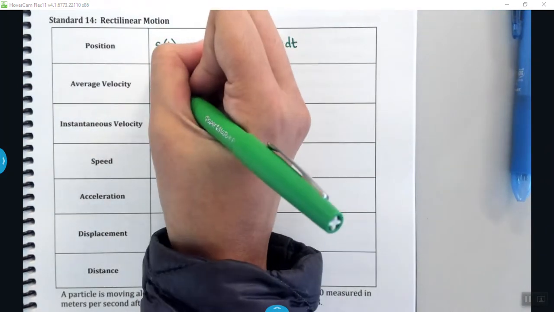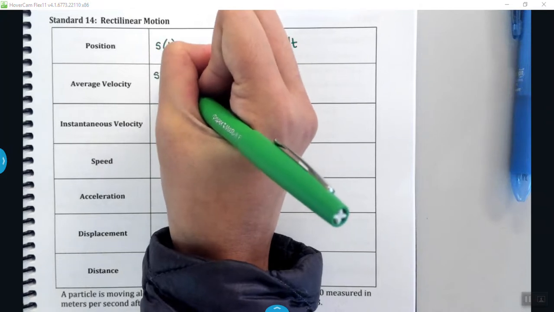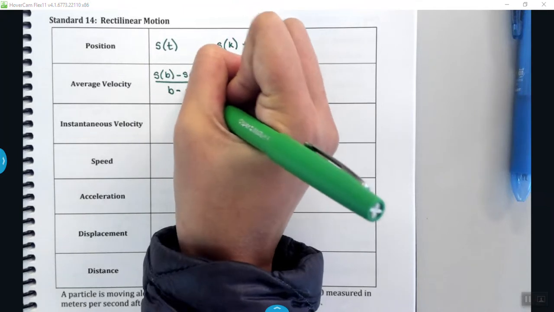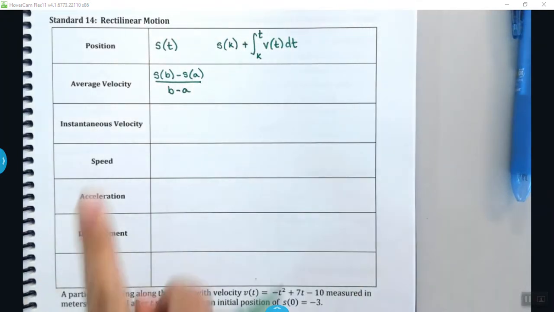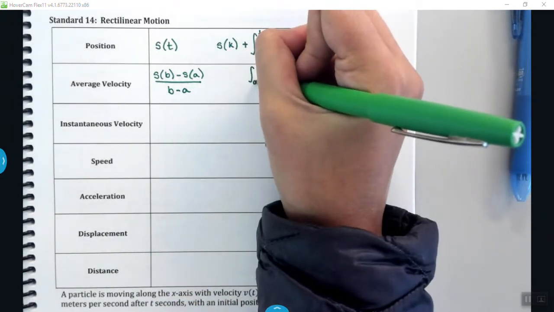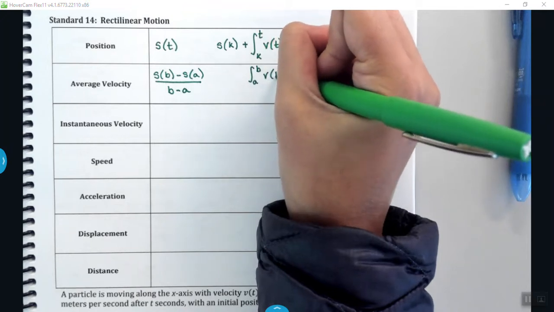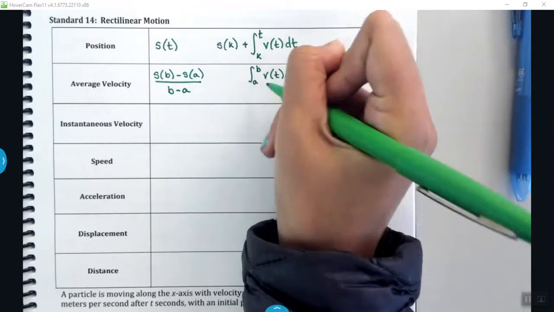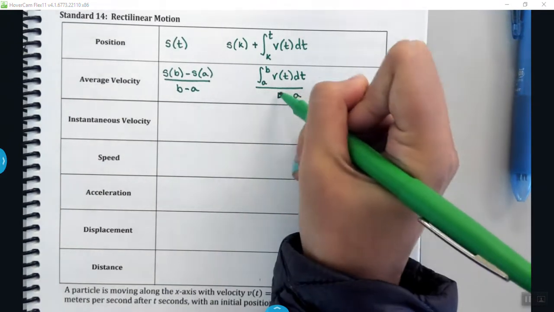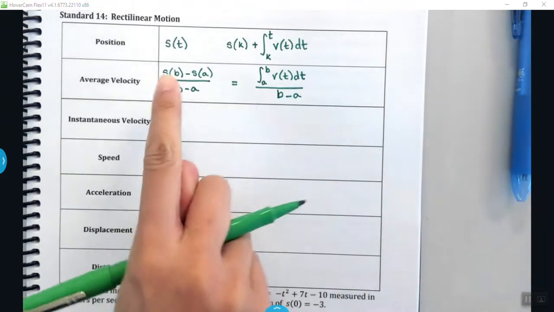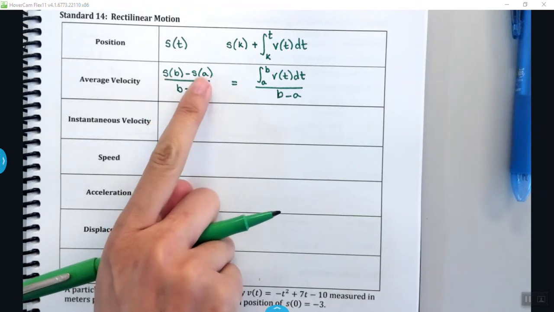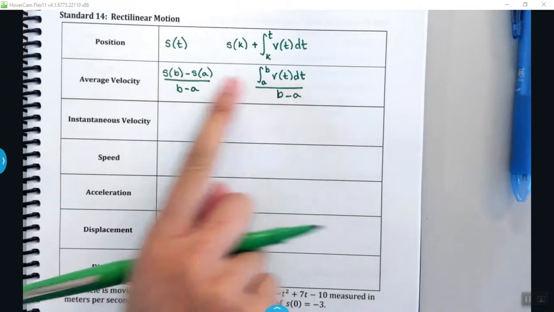Average velocity is S of B minus your position at A, over B minus A. But written in integral form, you could actually do the integral from A to B of velocity. And that's the same thing, because if I integrate velocity, I'm going to get position, and then I plug in B minus plugging in A. So those two mean the same thing.